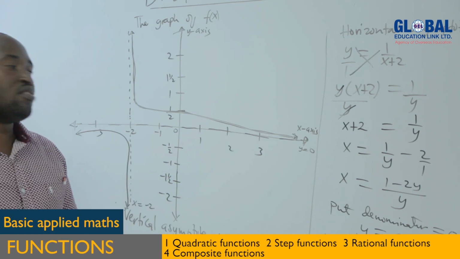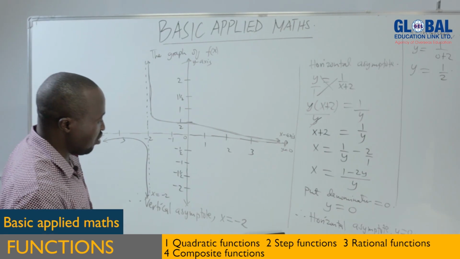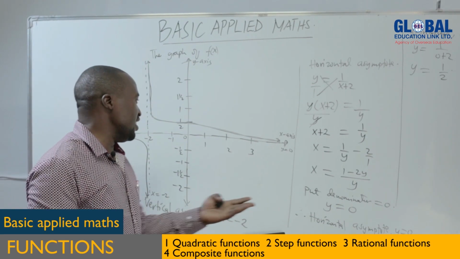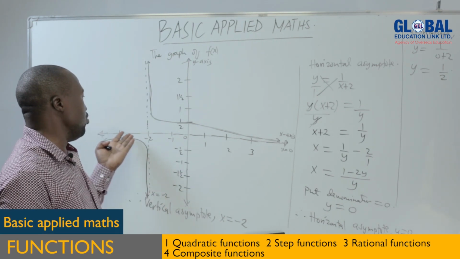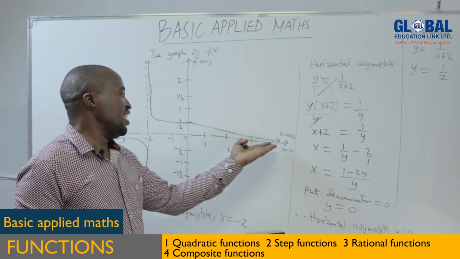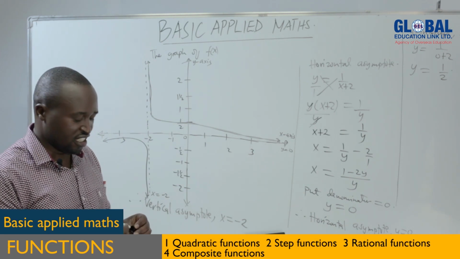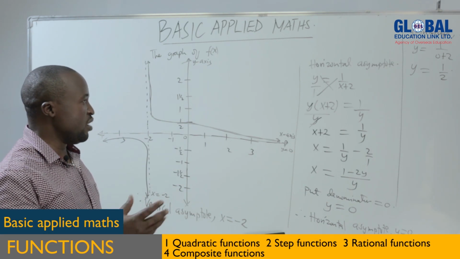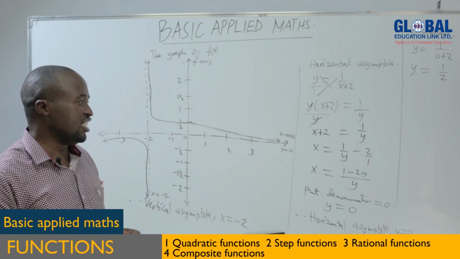So here the values which do not exist: one is the vertical asymptote when x is equal to -2. And another one is the horizontal asymptote when y is equal to 0. Y is equal to 0 is along the x-axis. So the dotted line will go along the x-axis. So these values do not exist in our rational function graph. Now, my dear student, that is how to draw the rational function graph.